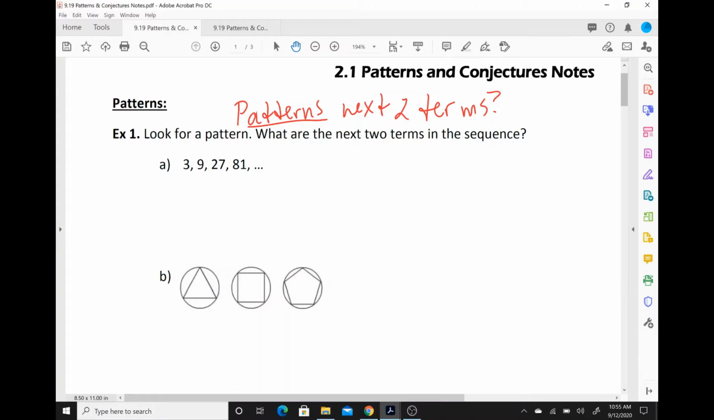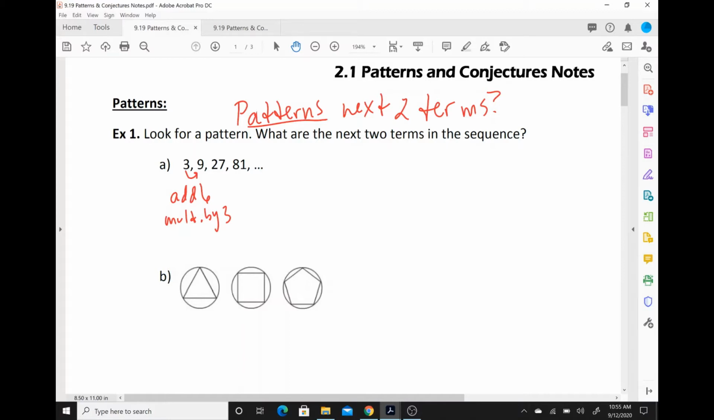All right, so we have our first pattern here. It goes 3, 9, 27, 81. Okay, we have to think, how do I go from 3 to 9? Well, I could either add 6 or I could multiply, like I could take 3 and add 6 to it, or I could take 3 and multiply it by 3, right? So we can either add 6 or multiply by 3.